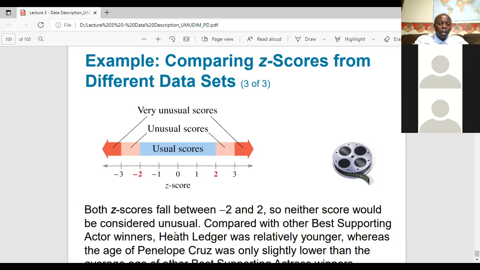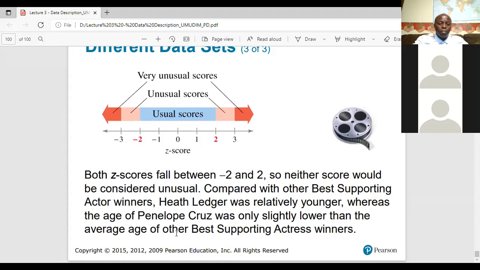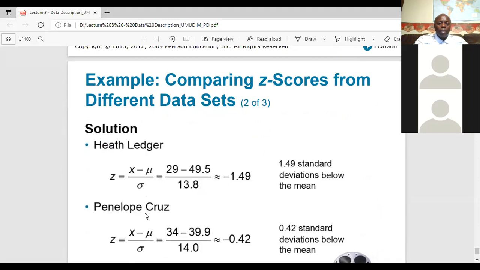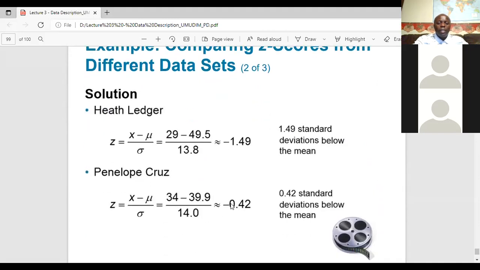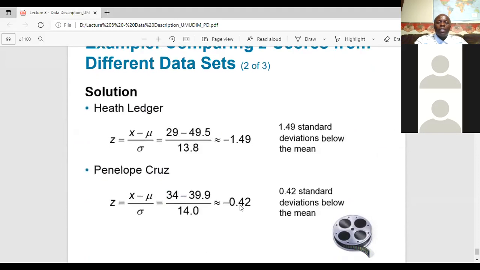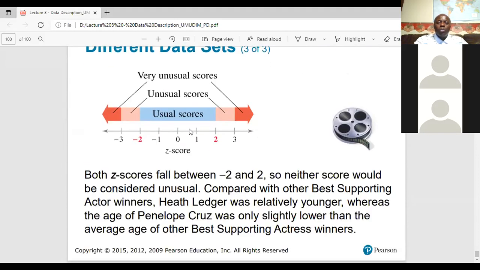Now, when you apply this to the scores of Heather and Cruise, you can see that Heather is 1.49 standard deviations. That means the score is still within the usual range, which is -2 and +2. So neither score will be considered unusual because they are still within the usual range. This one is -1.42, which still falls within the usual range. Any question before we conclude for today?